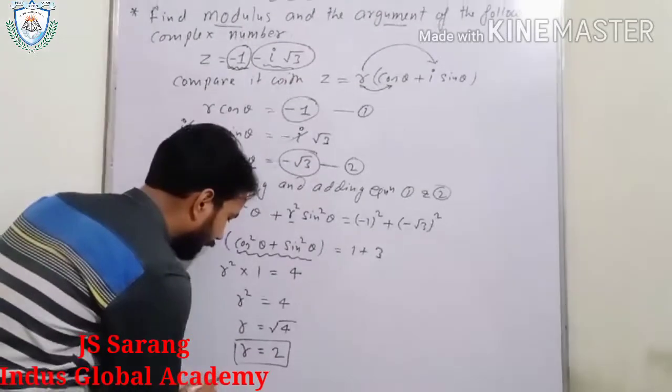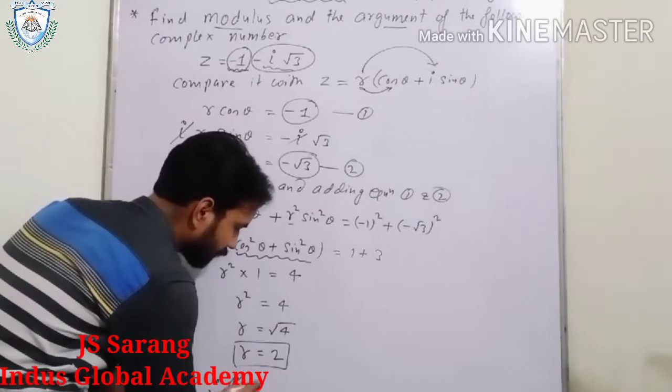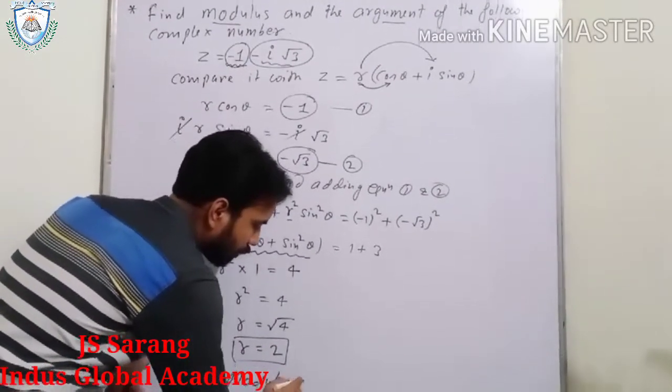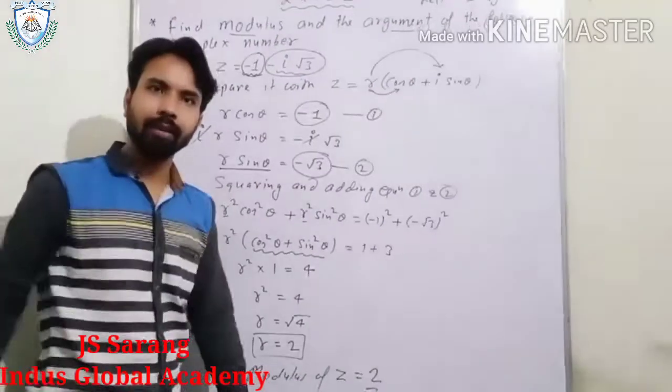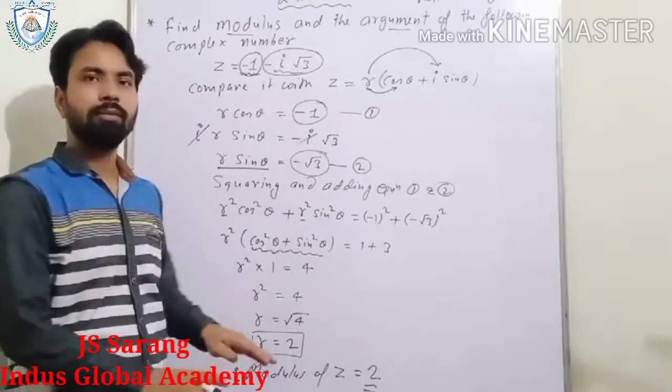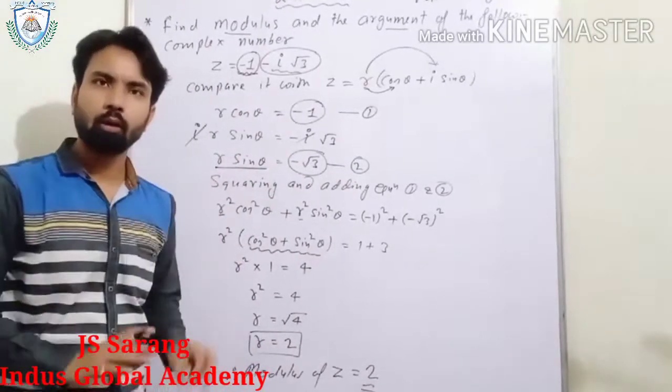So at last you have to write, hence modulus of z equals 2. Clear? So by this method we can find the modulus of the complex number.